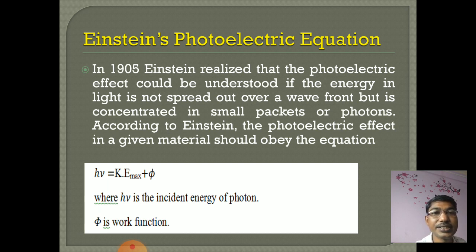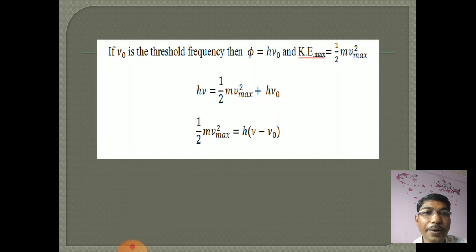Here Einstein gave us a relation: h nu is equal to kinetic energy plus phi. h nu is the applied frequency, the applied energy of the photon, which is equal to maximum kinetic energy plus phi. Phi is the work function. This work function is different for different metals, and h nu is the incident energy of the photon.